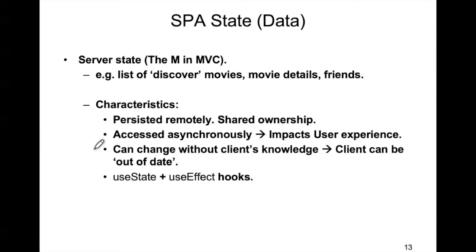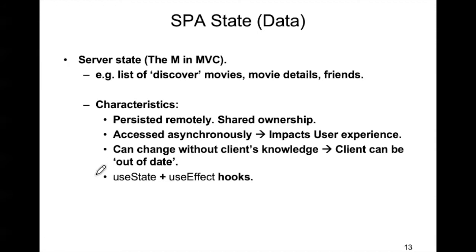Next, I'm saying that it can change without the client's knowledge. So if you've got two users using a particular single page app, and it's talking to a backend, and the single page app allows the user to change some particular piece of server state back at the web API side, then one user might make a change to it, which means the other user running the app in their browser potentially is looking at out of date data, which is not a good thing, obviously.